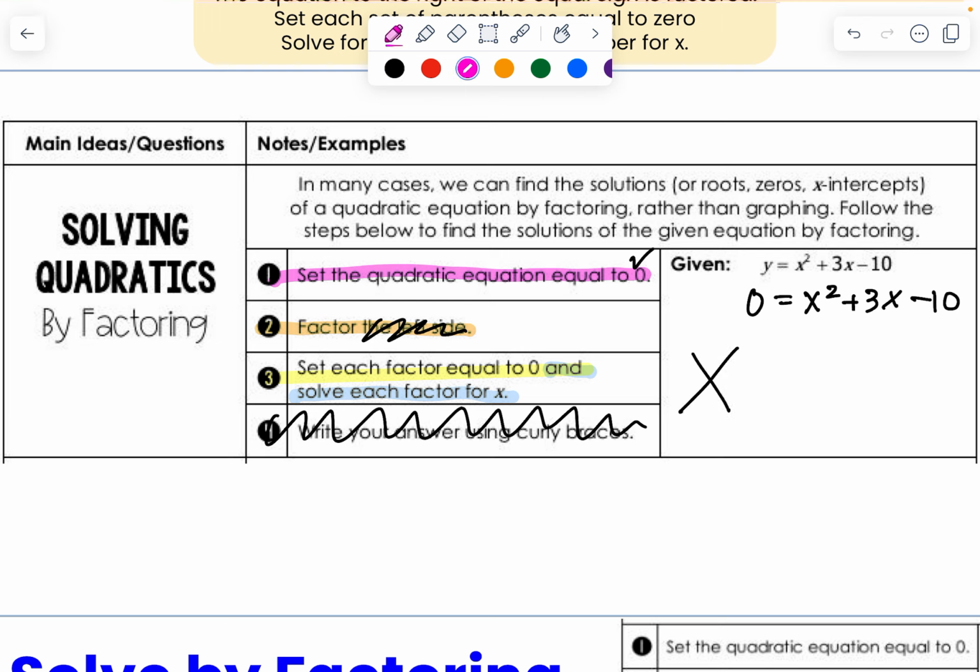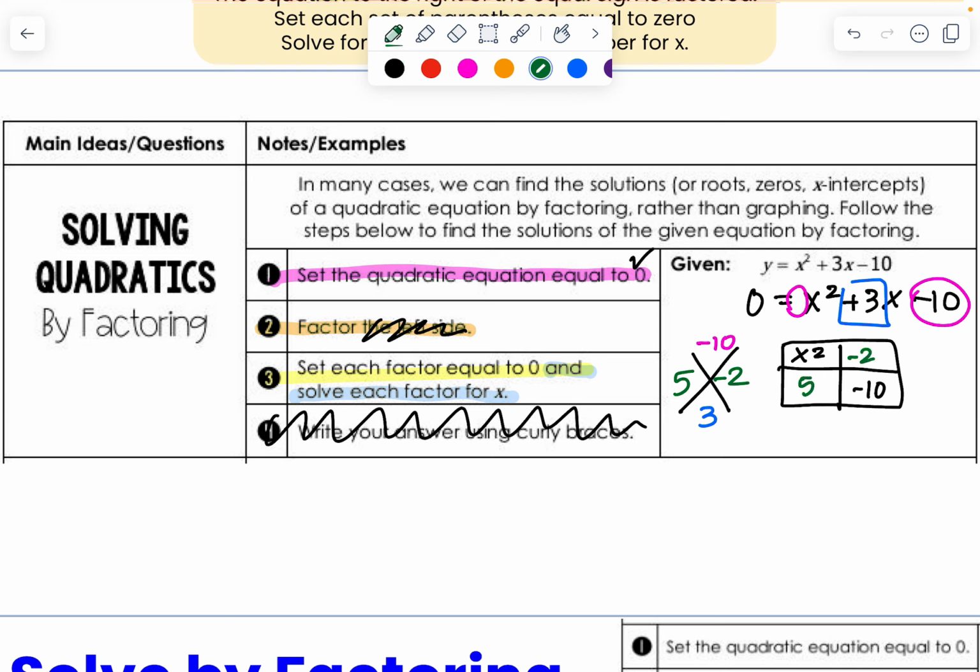I'm going to take a times c. 1 times negative 10 is negative 10. And put 3 down here. So I'm thinking of 2 numbers that multiply to negative 10 but add up to 3. I'm talking about factors 5 and 2. One of them needs to be negative, so it'll be this one because 5 minus 2 is 3. Once I have my x, I set up my box. The first value, x squared, goes in here. The last value, minus 10, goes right here. And then 5 and negative 2 go in their respective boxes with the x.